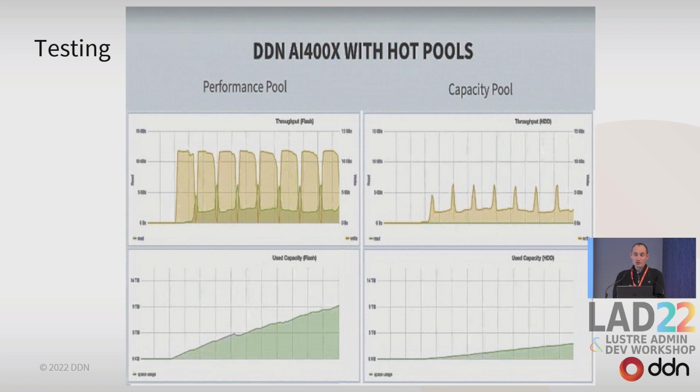So you can see the corresponding write peaks on the capacity pool on the left, on the right, and so this is happening in the background during the time the application runs. And at the bottom, you can see that capacity is filling up progressively on the flash pool and on the disk pool.